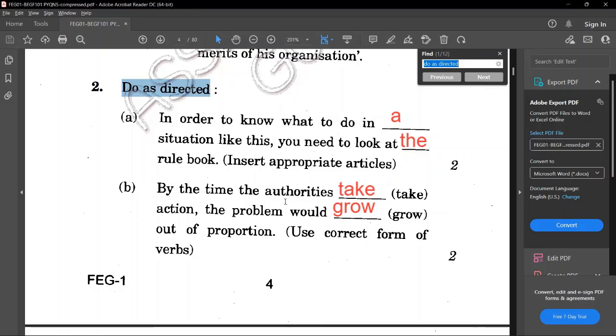So these are the right tenses to use, because take would be future tense. Since we are talking about "by the time," that indicates that something will happen in the future. So we are using the word take. Then comes the problem would. Would is also a word we'll use in the future. So instead of will grow, we can also use will grow. But since would is already provided here, we are using the word grow.